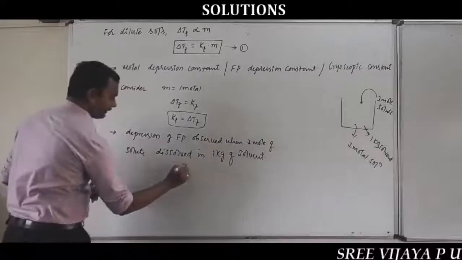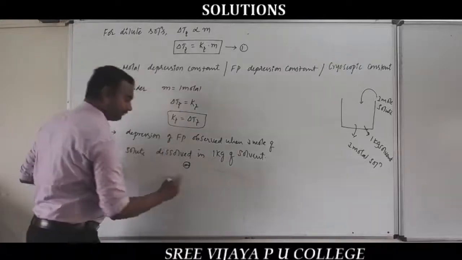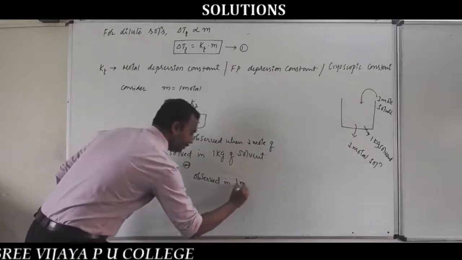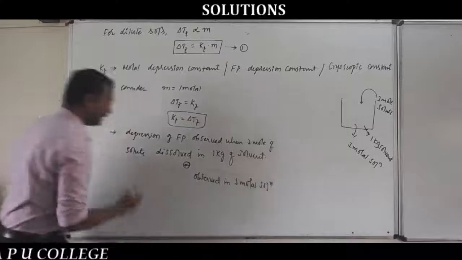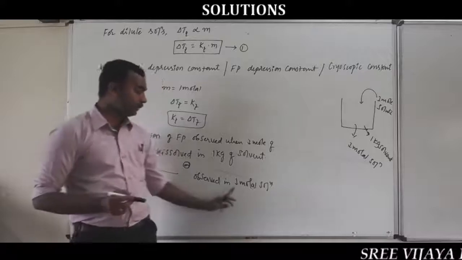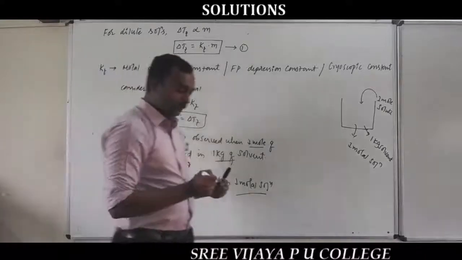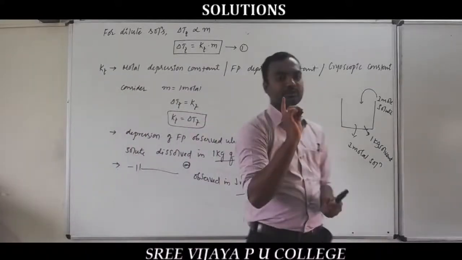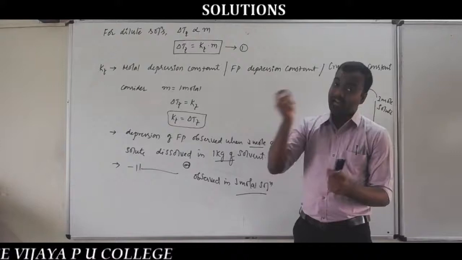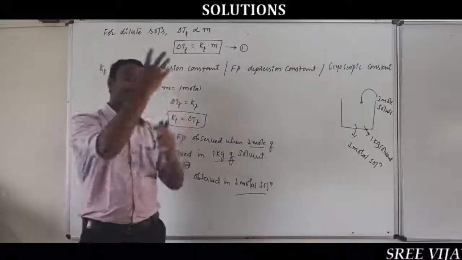It can also be defined another way. KF is the depression of freezing point observed in a 1 molar solution. Simple. A 1 molar solution is nothing but 1 mole of solute dissolved in 1 kg of solvent. How much the freezing point decreases when 1 mole of solute is dissolved in 1 kg of solvent is the molar depression constant. Similarly, how much the boiling point is elevated when 1 mole of solute is dissolved in 1 kg of solvent is called the molar elevation constant, that is Kb.